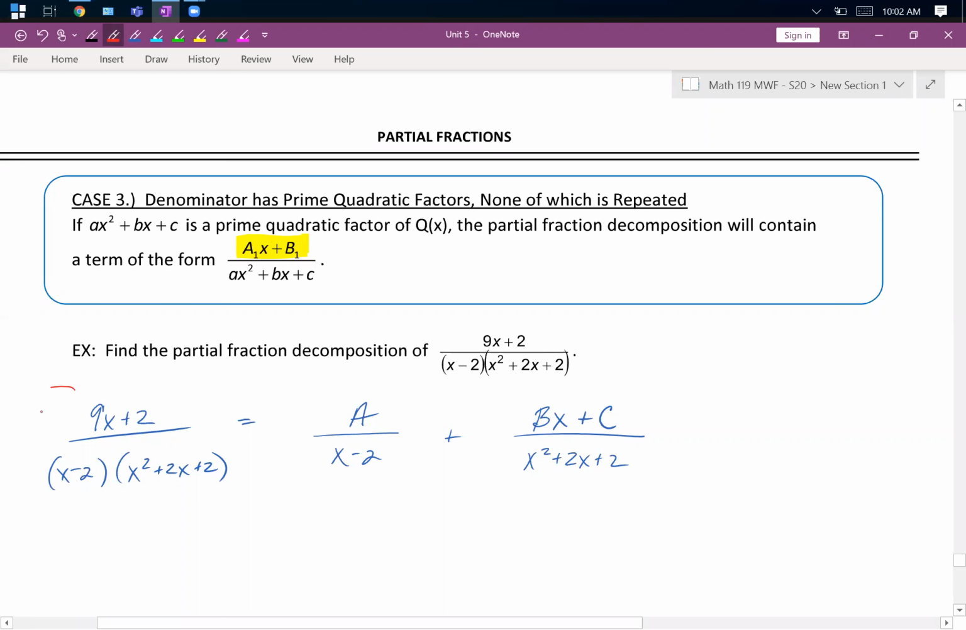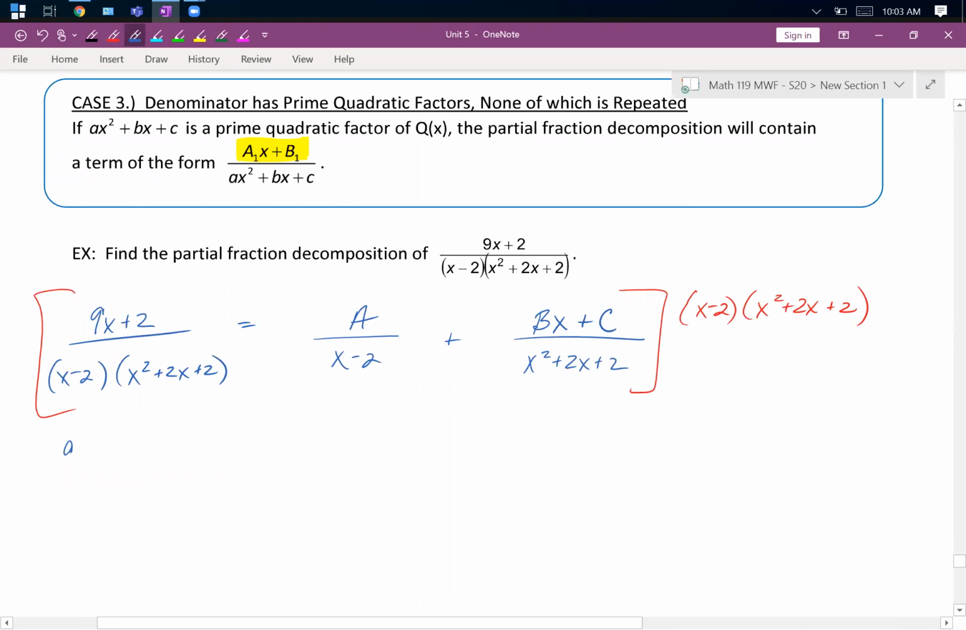We're going to multiply through by the LCD. This turns into 9x plus 2 equals a times x squared plus 2x plus 2, plus, now careful here, we're going to have our numerator bx plus c times x minus 2. Be sure to put that bx plus c in parentheses because we're going to have to FOIL that out.